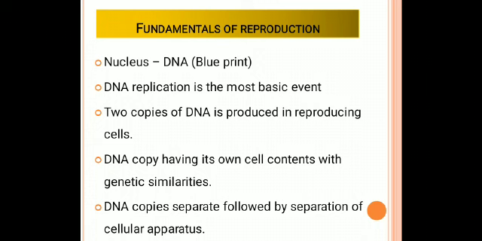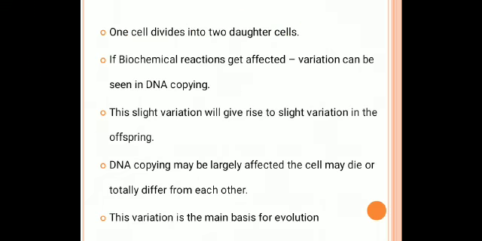This DNA copy has its own cell contents. Normally the DNA copy contains its own cell content with the genetic materials or similarities. Then the two DNA copies separate first inside the nucleus, followed by the cellular apparatus, then followed by the cytoplasm. Then finally the two cells are formed. Finally, the one cell divides into two daughter cells.